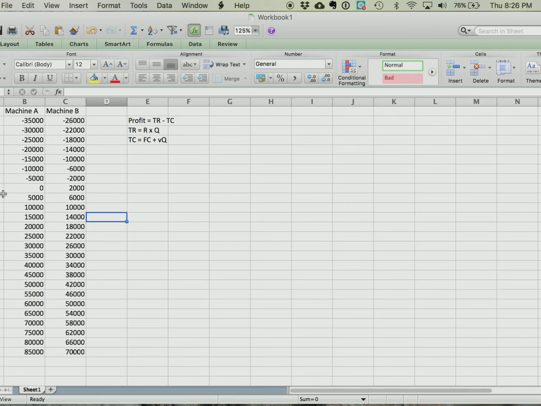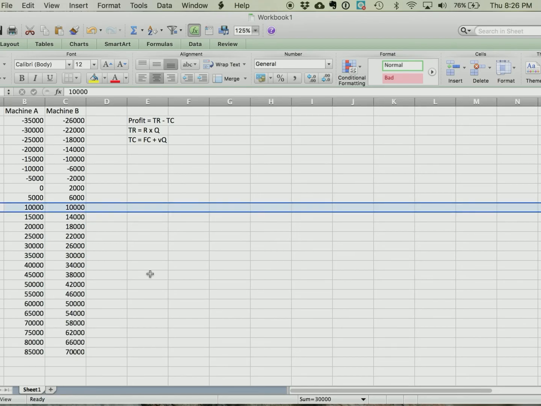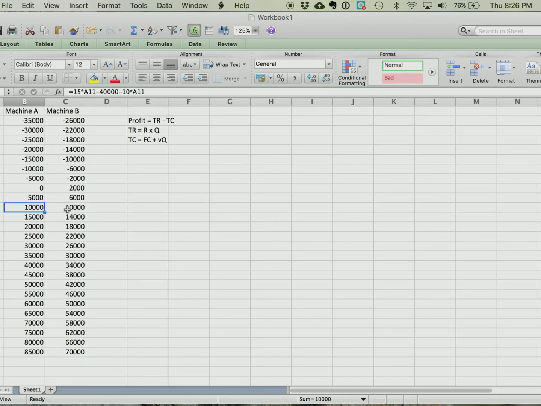Now we can look at a couple of the things that we calculated by hand. For example, we calculated where machine A and machine B would have equal profitability. Notice that at 10,000 units, the profit for machine A and machine B is the same, just like we calculated. Notice also that at 12,000 units, machine A gives a profit of 20,000 and machine B of 18,000. Those are the same numbers we had calculated before. So we're just doing the same thing, but in Excel.